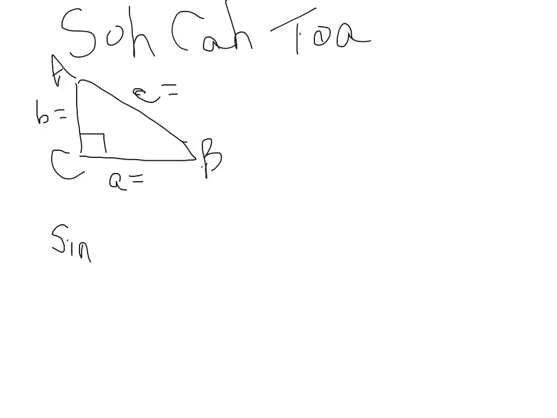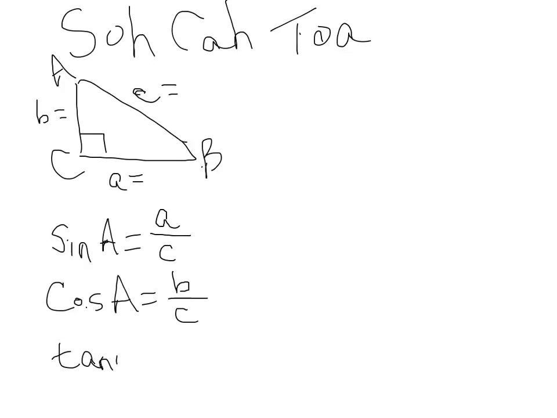Again, sine of an angle, and we'll just use A. The ratio to find that is the side opposite, which would be A, over the hypotenuse, which is C. Cosine of A is equal to the adjacent side, which would be side B, over the hypotenuse. Tangent of angle A would be the opposite side, which would be A, divided by the adjacent side, B.